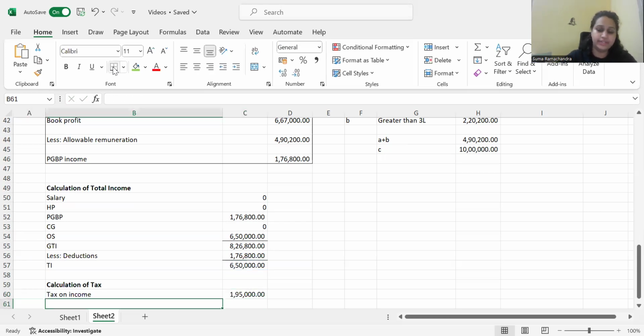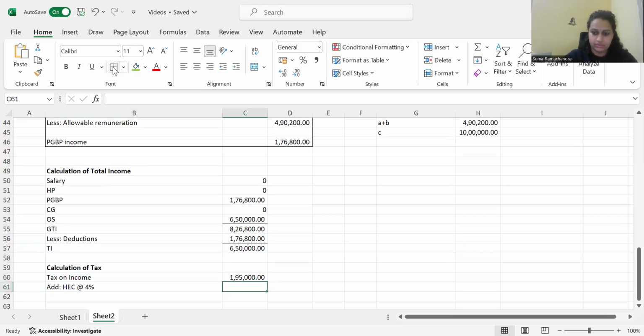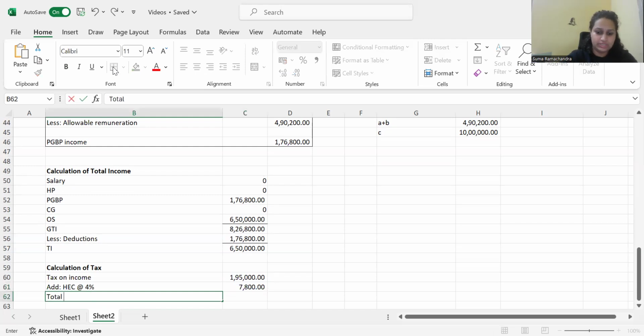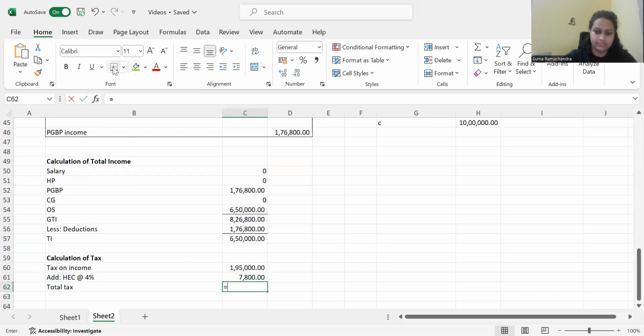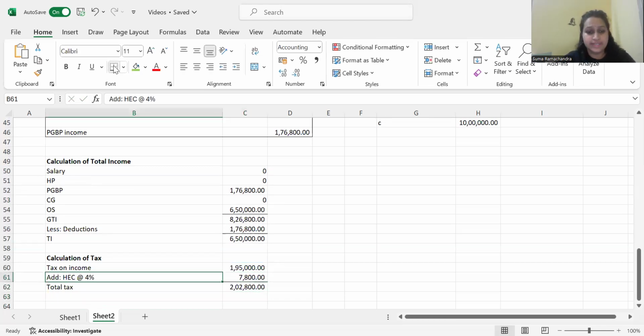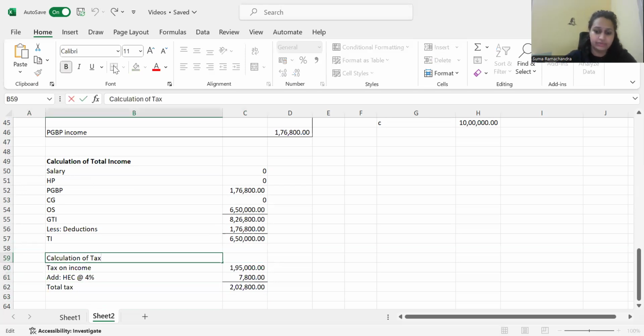Tax on income I've already done. Add health and education cess at the rate of 4%. So this will be this into 4%. This will become total tax. Total tax is going to be 1,95,000 plus 7,800. This is my total tax as per my normal calculations. Calculation of tax, normal.